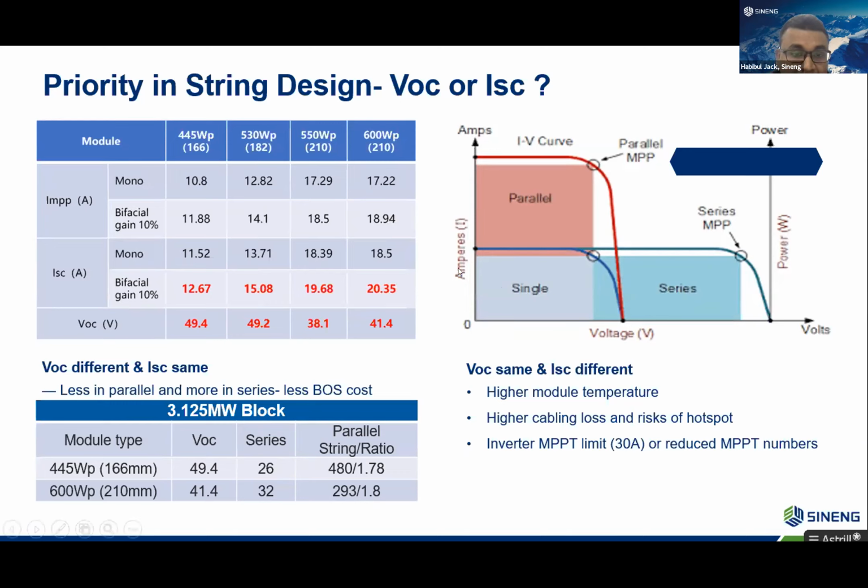For a 3.125 megawatt block, with 445 watt modules of 49.4 volts connected in series, 26 per string, and 480 strings in parallel. On the other hand, 600 watt modules of 41.4 volts connected in series, 32 per string, and 293 strings get connected in parallel. So you can see the differences. Fewer modules will lead to less land cost, cabling, and so on, a reduction of other costs.